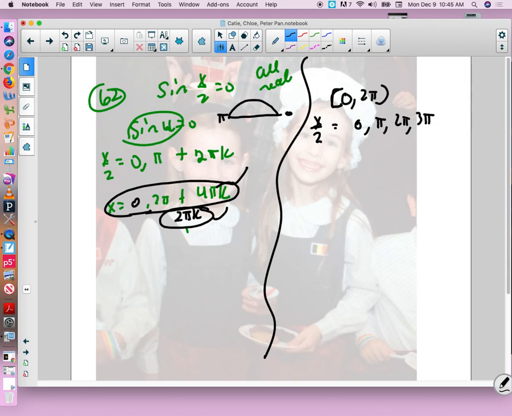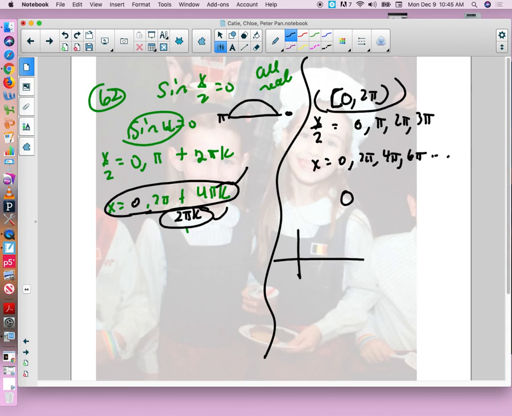When I multiply by 2, you get 0, 2 pi, 4 pi, 6 pi. Y'all keep correcting me because I may make a lot of mistakes. All right, that goes on and on in both directions forever. I want only the ones from 0 to 2 pi, so your only answer here would be 0.